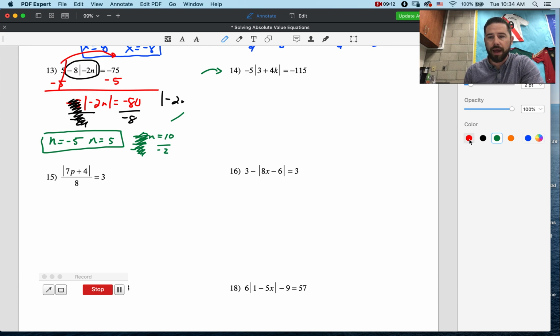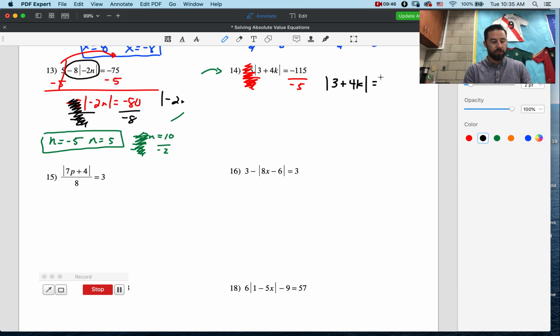The only thing we have going on here is this negative 5 that's stuck to the absolute value. So we are going to divide by negative 5 on both sides. And that's really it. That's the bulk of what we have going on. So we have 3 plus 4k equals, man, what is that? So 23 maybe? I'm thinking 23. I'm not entirely sure. 115 divided by 5.